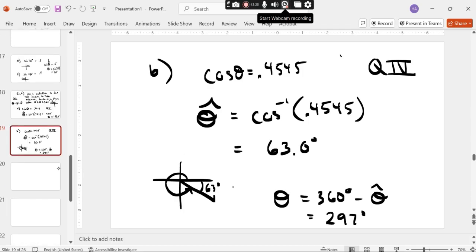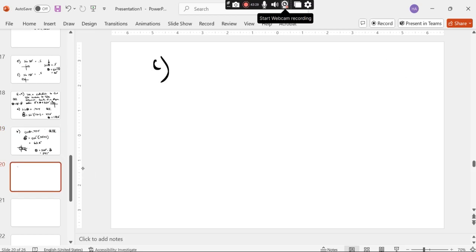Get more complicated, of course, because it's fun to get complicated. Next, C. Oh, this would be fun. Secant. No, let's not do secant. Let's do cosine first. Cosine theta, but I'm going to give you a little wrench in it. It's going to be a negative 0.2510. And we are going to be in quadrant 3.